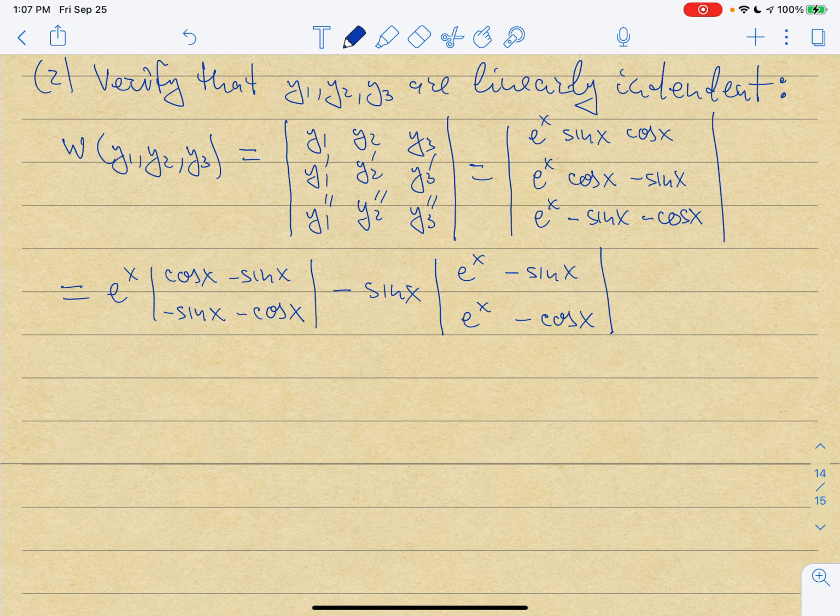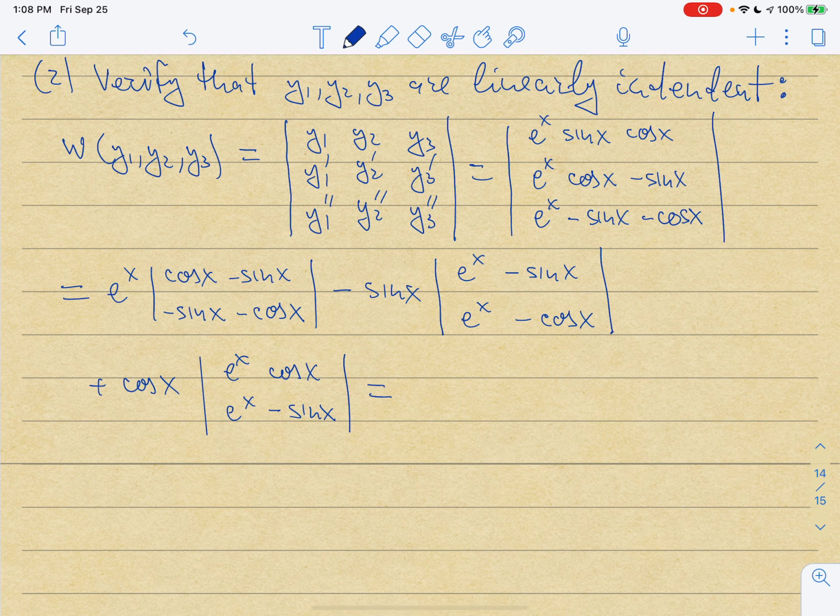And then finally, the element in the third position in the first row is cosine of x, so it would be plus cosine x times the determinant you get by crossing out the first row and the last column. So e to the x cosine x minus sine x.